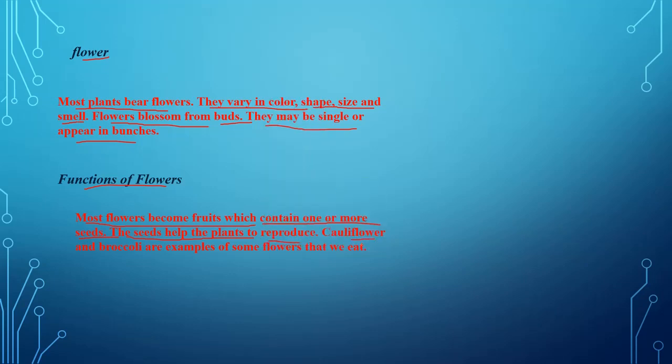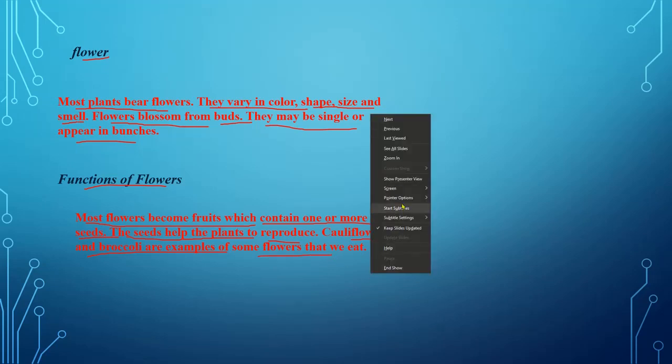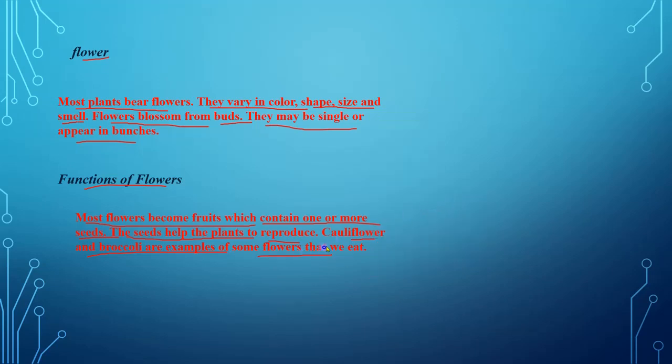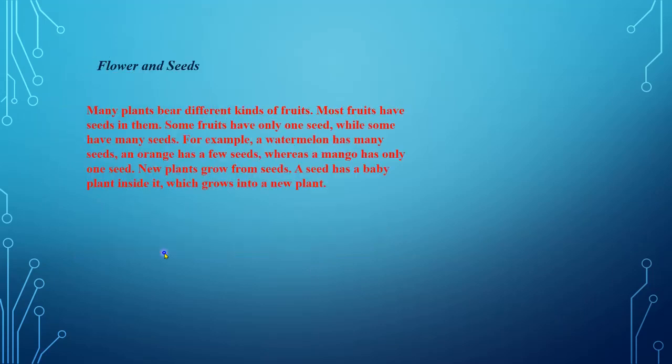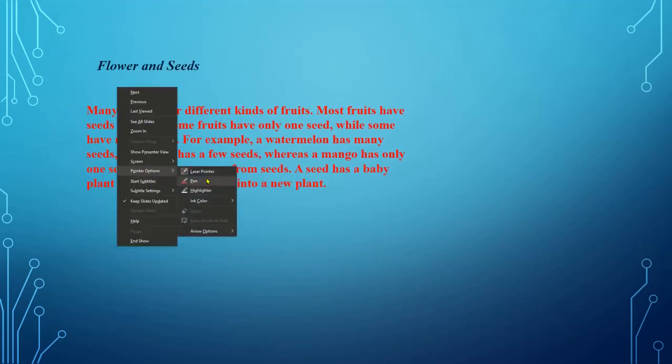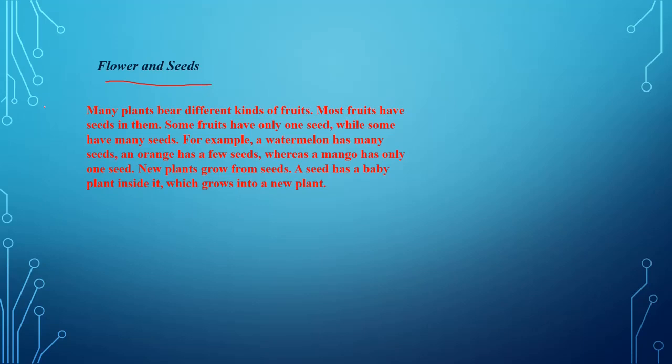Okay, so cauliflower and broccoli are examples of some flowers that we eat. Cauliflower we can eat, broccoli also we can eat. So they are examples of flowers that we eat. Okay, now let us read about fruits and seeds. One change is that it is fruits and seeds, not flowers and seeds.